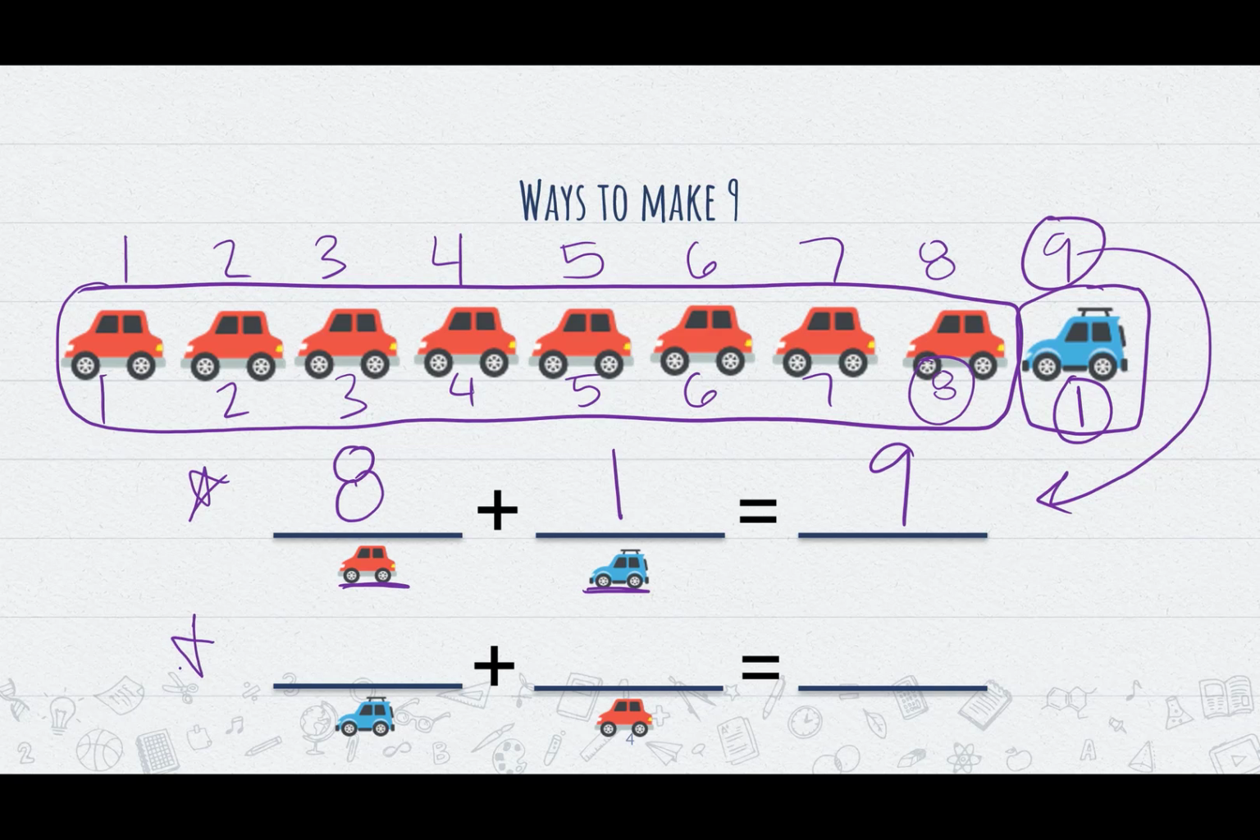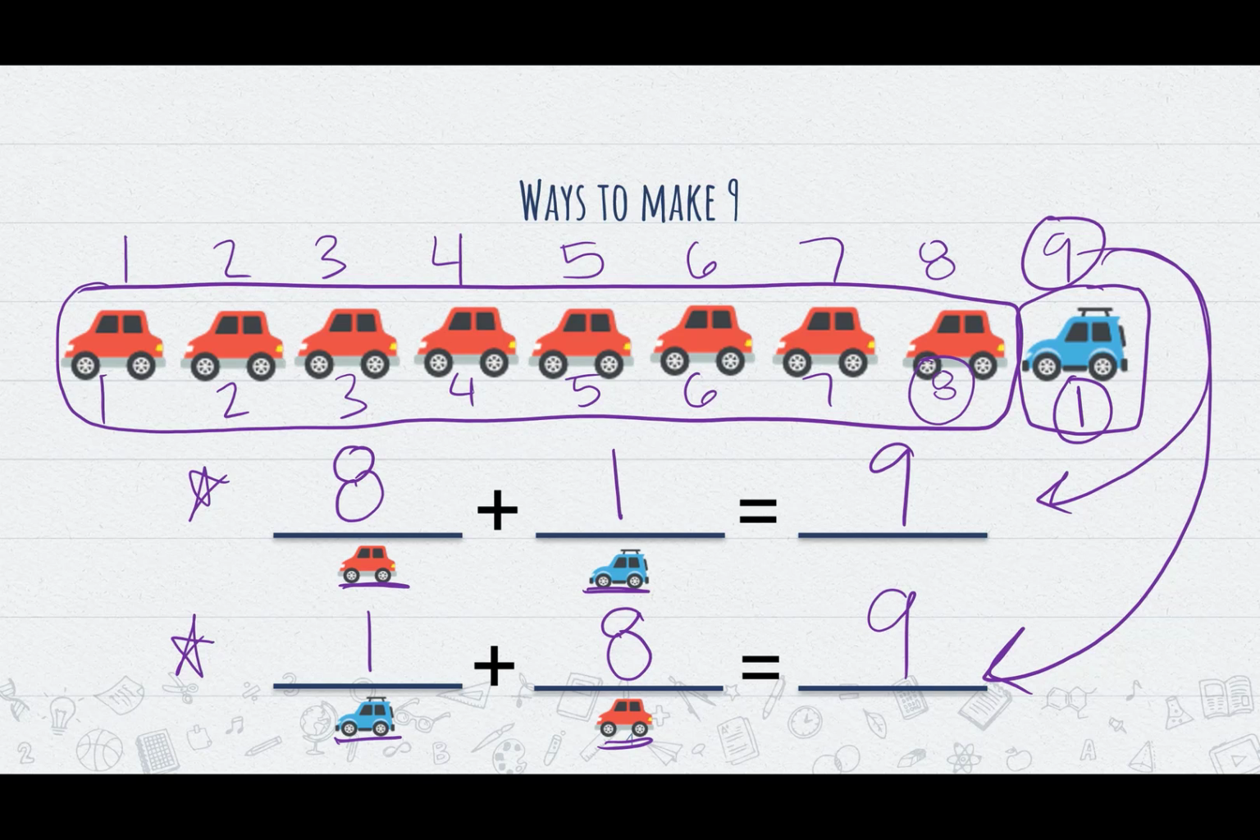And now we can do our second addition sentence. We have our blue cars. We have 1 blue car plus 8, not 9, 8 red cars equals 9 altogether. I got a little excited there. I got ahead of myself.